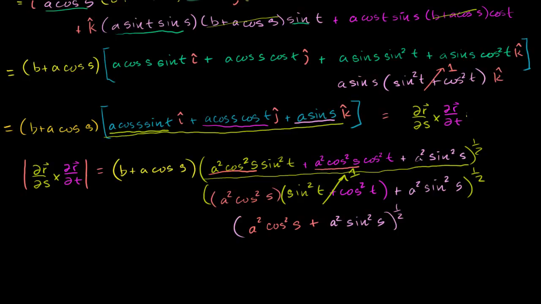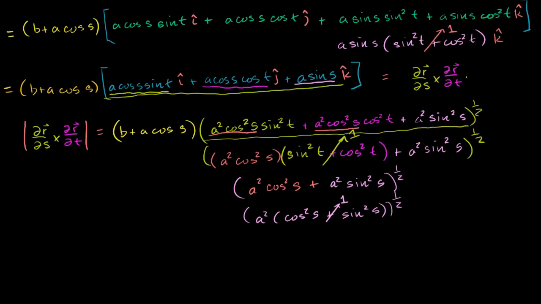You might immediately recognize you can factor out an a squared. This is equal to a squared times cosine squared of s plus sine squared of s, and all of that to the 1/2 power. I'm just focusing on this term right here. I'll write this in a second. But once again, cosine squared plus sine squared of anything is going to be equal to 1, as long as it's the same anything. So this term is a squared to the 1/2 power, or the square root of a squared, which is just going to be equal to a.